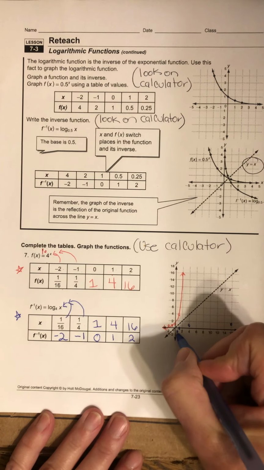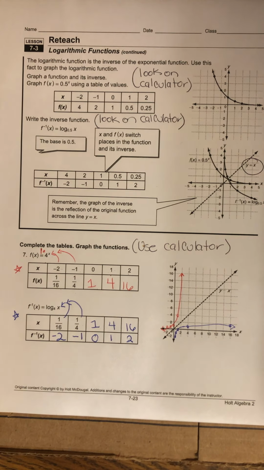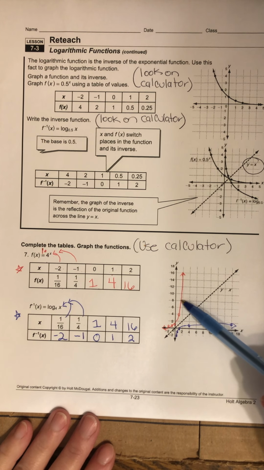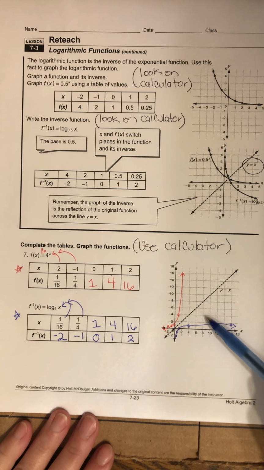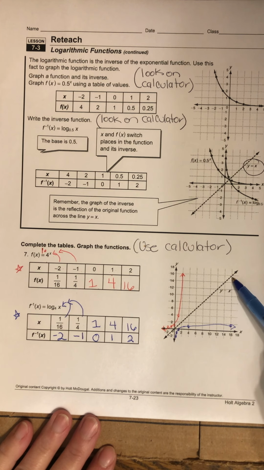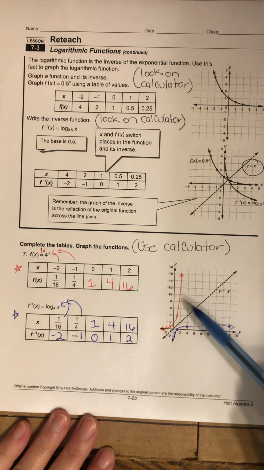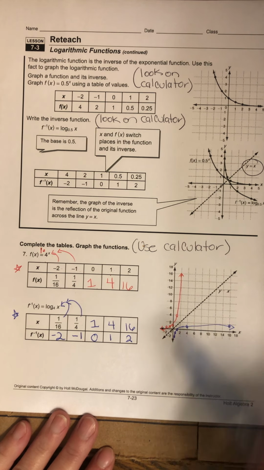And when you put a smooth curve through those blue points, you have your function, and you can see these functions, the exponential and the logarithmic, are symmetric over the y equals x line. If I folded my paper on this y equals x line, these two blue and red graphs would match up.